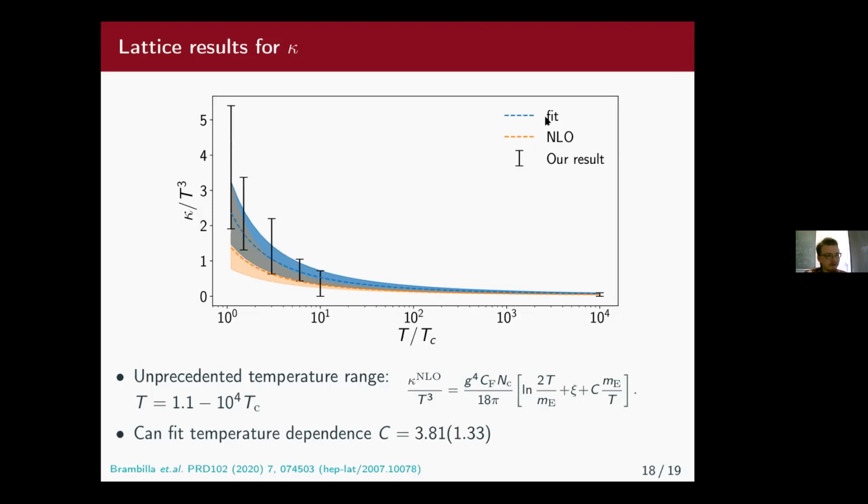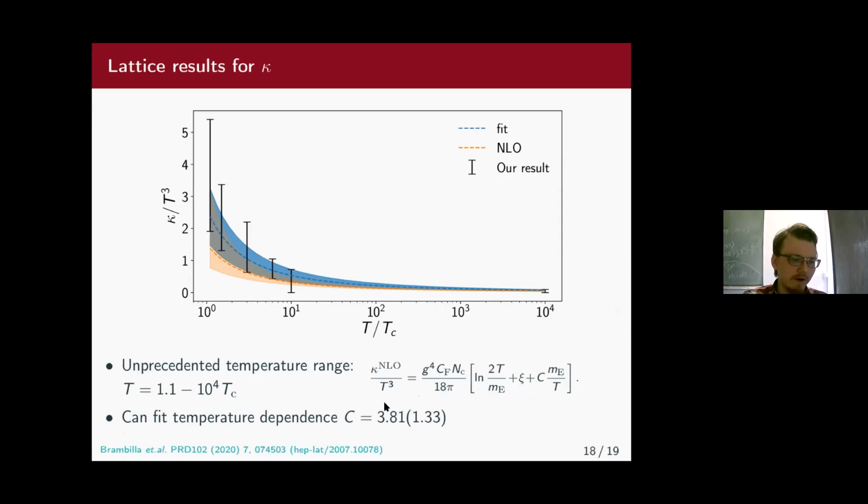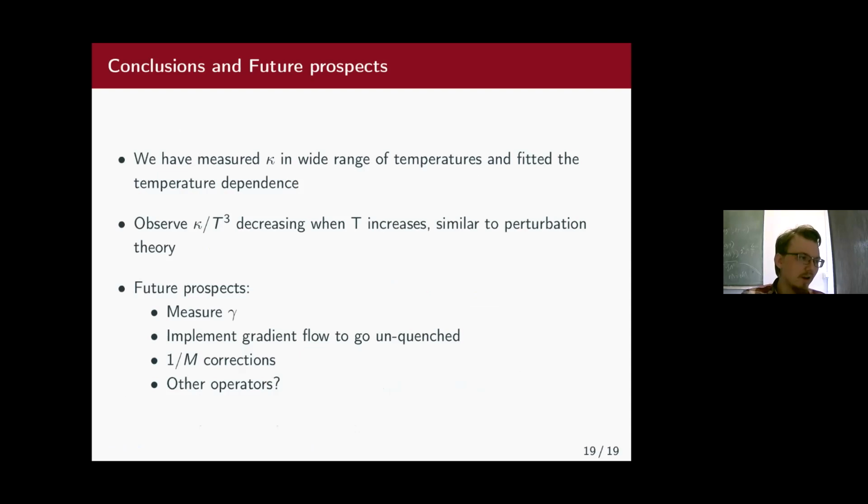And then we fit just using the simplest possible ansatz. This is just the next to leading order function for the kappa, but we make the C a fit parameter. And we get then the blue curve with C equals 3.8. You can then compare this to the orange next to leading order result, which was like 2.6. So it is within the errors, as you can see, but it's still slightly bigger. So we have measured the kappa in a wide range of temperatures, and we, for the first time, fitted the temperature dependence.